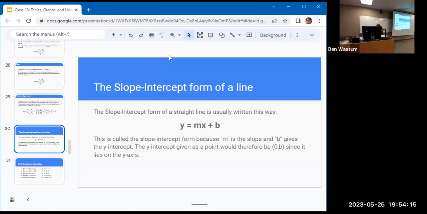It's called the slope intercept form because m is the slope and b is the y-intercept. So the y-intercept given as a point is 0, comma b, because it sits on the y-axis. So it doesn't move in either direction on the x. Okay.